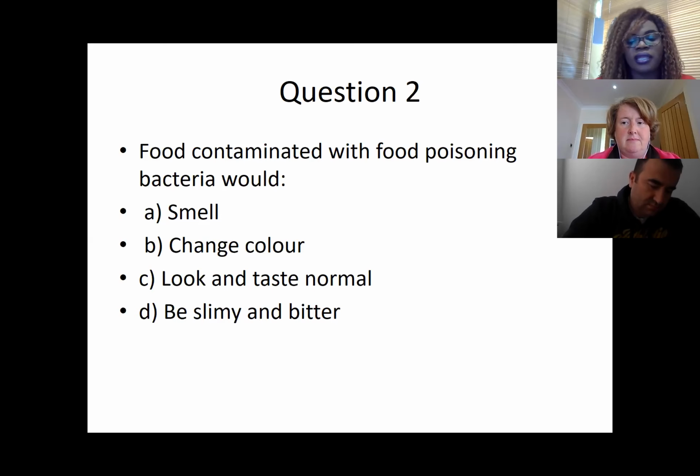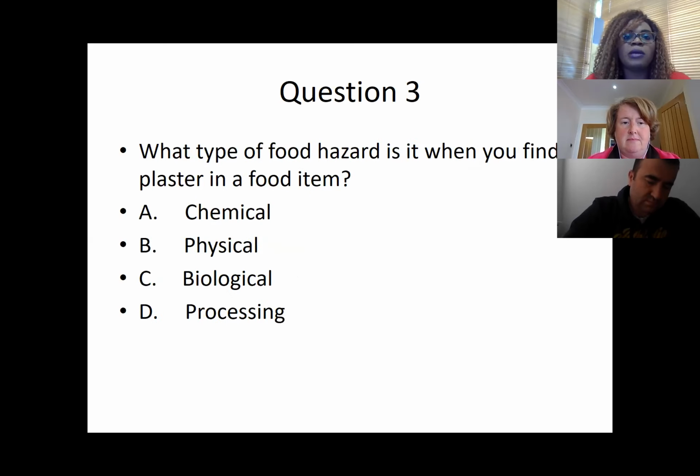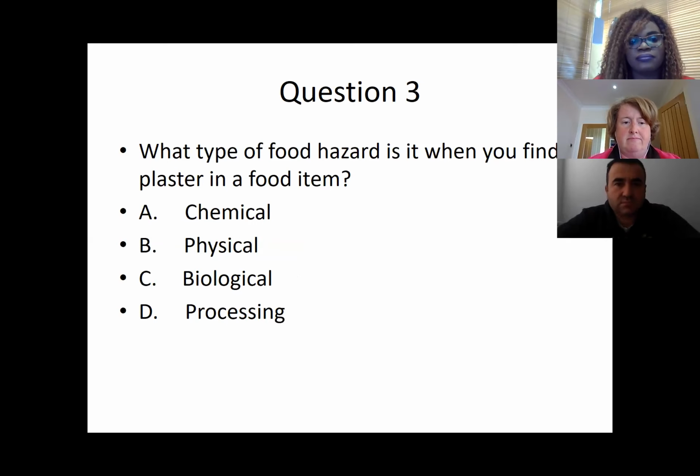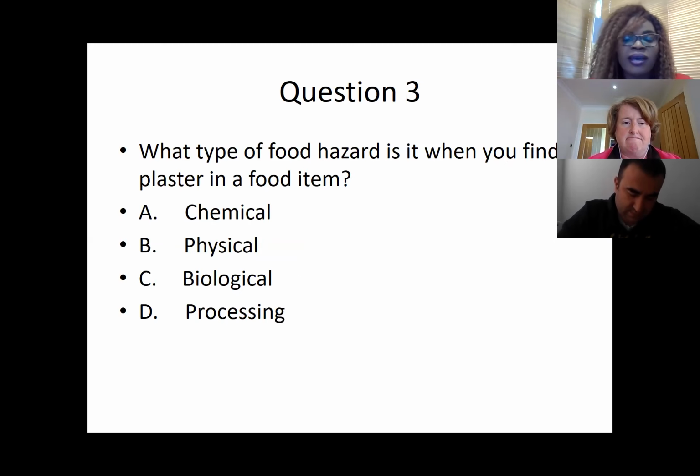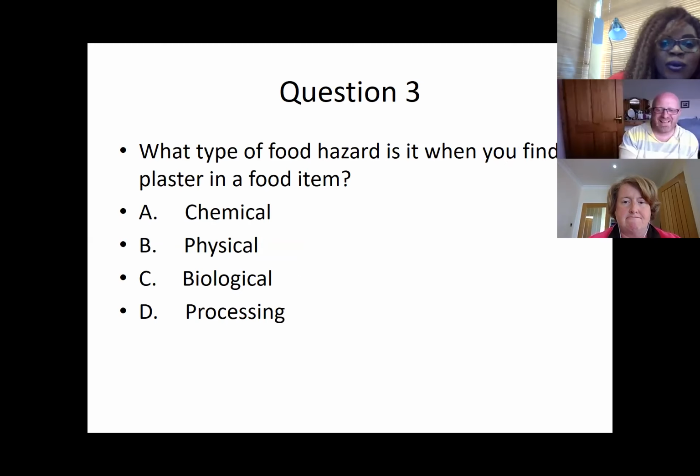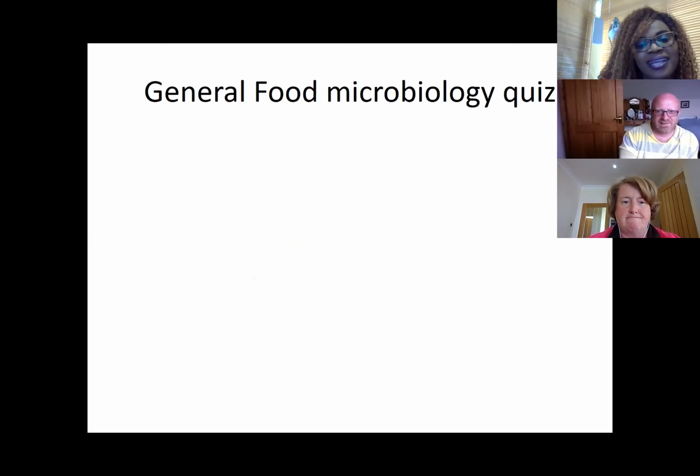Okay, the next one. What type of food hazard is it when you find a plaster in a food item? B, physical. You see, it's very easy, honestly. You're going to be saying, Helen, thank you. Especially with this particular quiz. But the lab one, you have to really try your best, please. That one is very easy, but you just have to remember what we've talked about today.